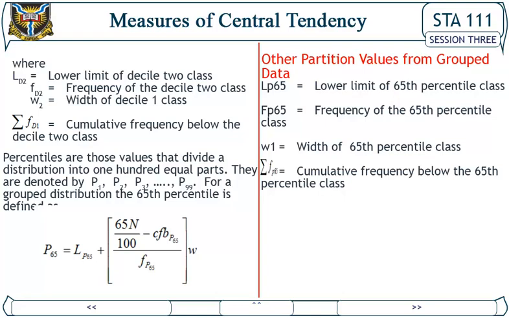Percentiles are those values that divide a distribution into 100 equal parts. They are denoted by P1, P2, P3 to P99. For a grouped distribution, the 65th percentile is defined as below, where LP65 is equal to the lower limit of the 65th percentile class, FP65 is equal to the frequency of the 65th percentile class, W is equal to the width of the 65th percentile class, and summation F is equal to the cumulative frequency below the 65th percentile class.